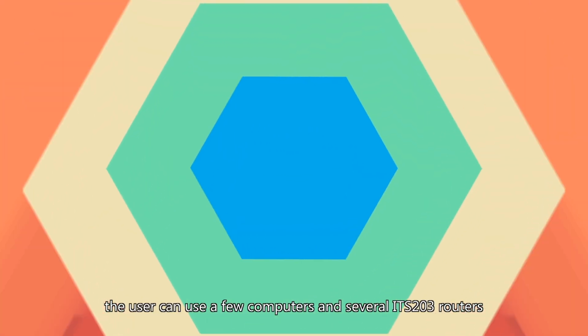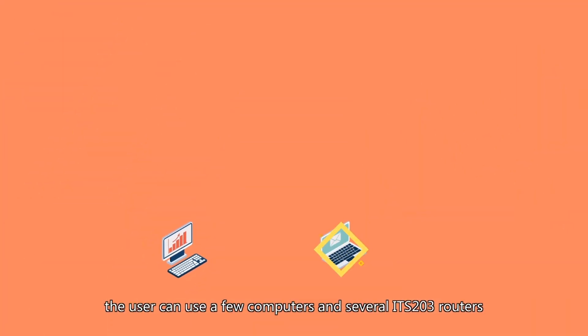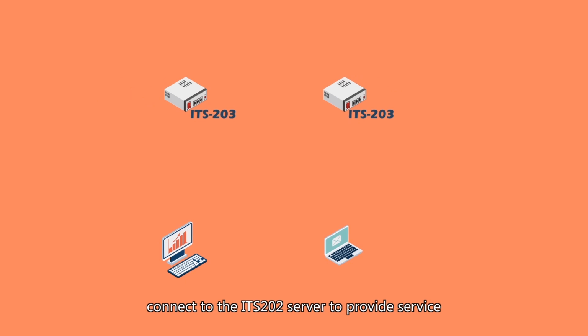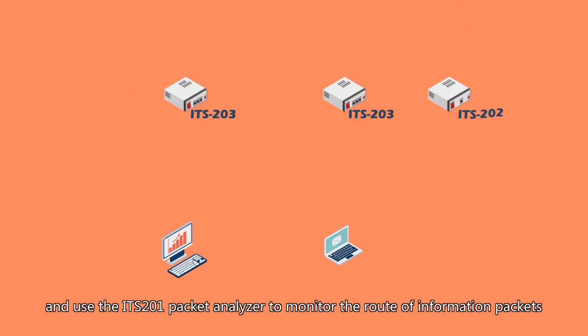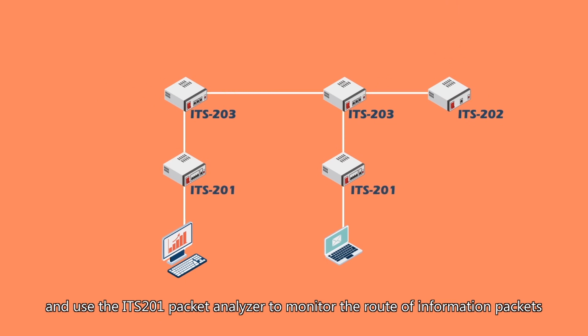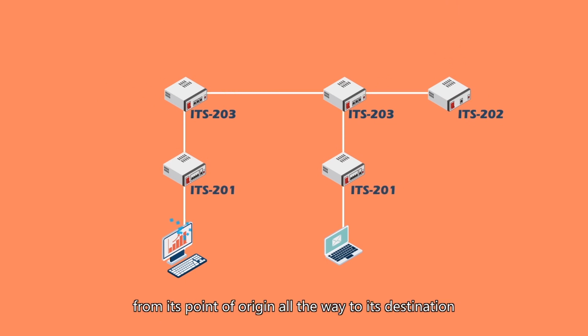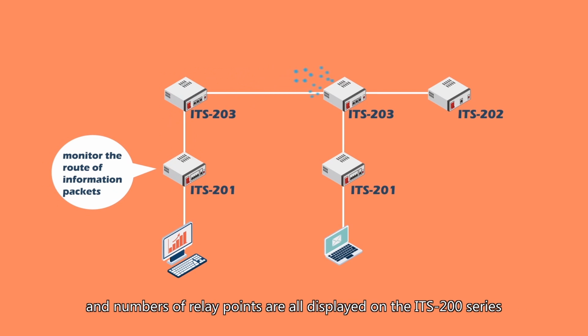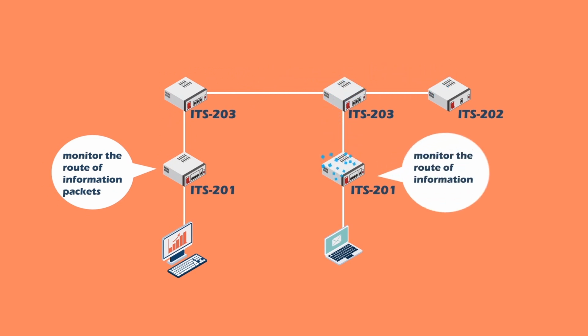In the laboratory, the user can use a few computers and several ITS-203 routers to set up a local area network, connect to the ITS-202 server to provide service, and use the ITS-201 packet analyzer to monitor the route of information packets from their point of origin all the way to their destination. Such routes are selected and the numbers of relay points are all displayed on the ITS-200 series.